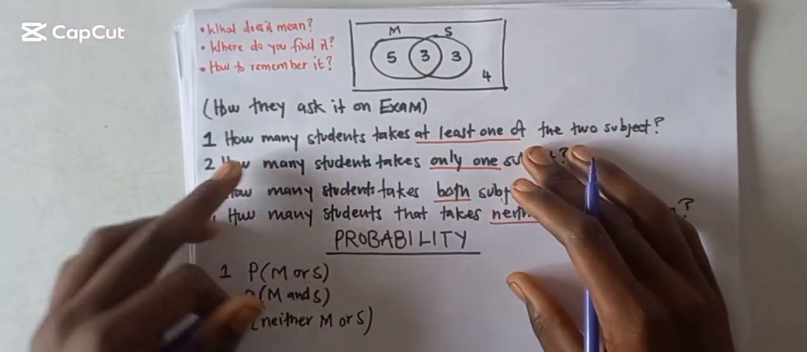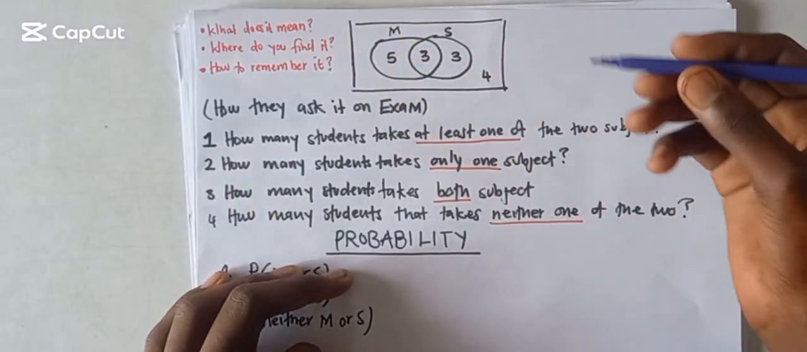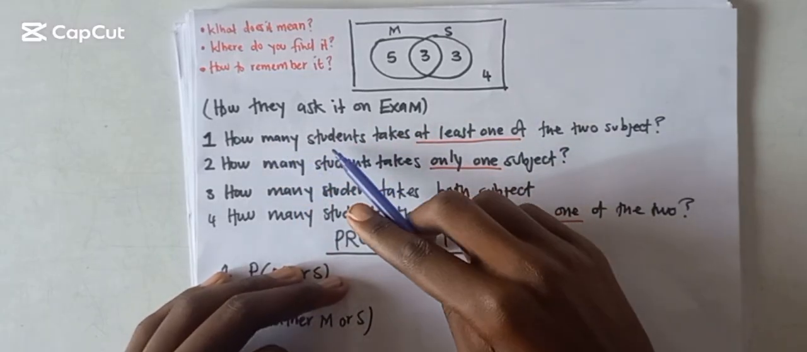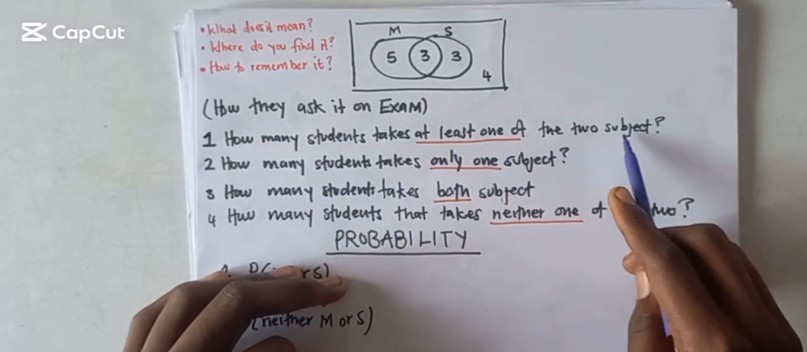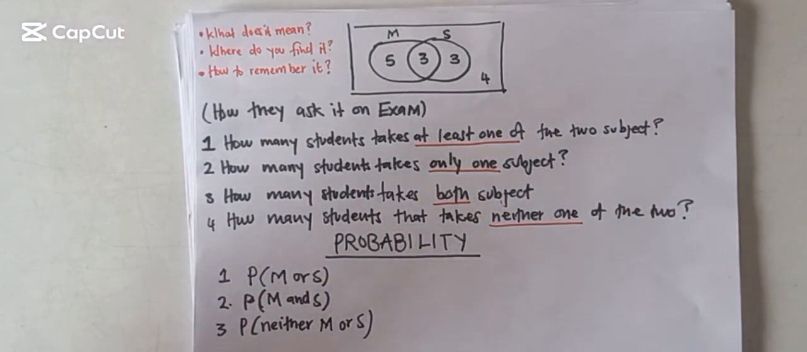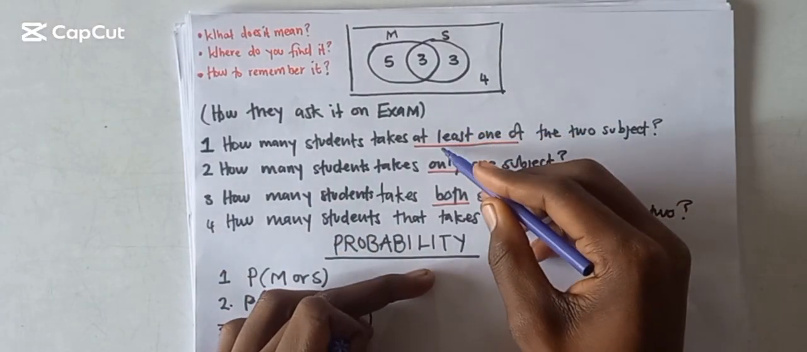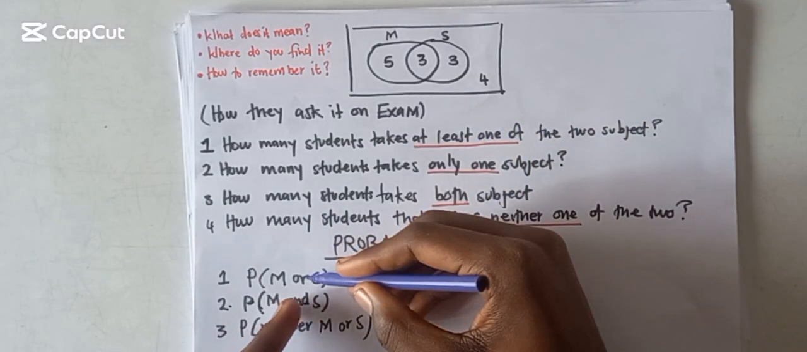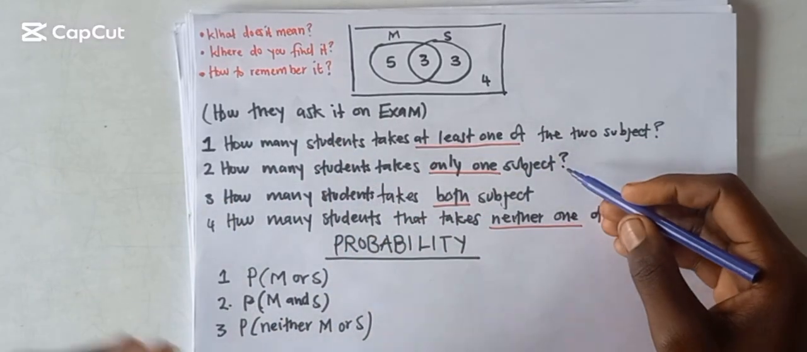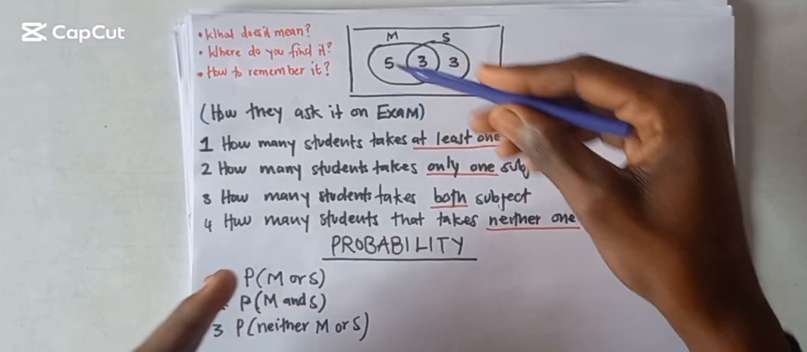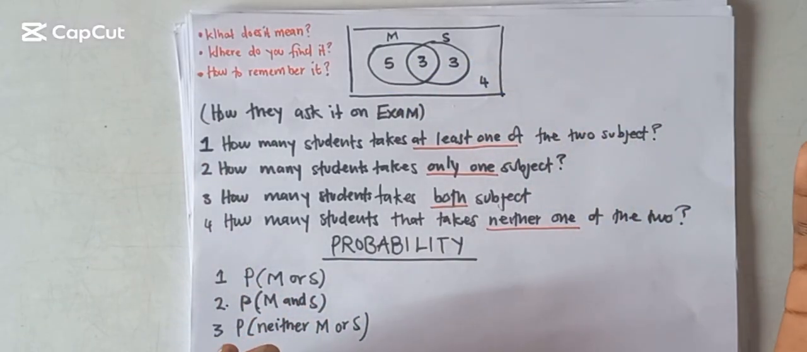The first one is this one. Let's just take this Venn diagram as an example. The first question says: how many students take at least one of the two subjects? Those who know English by now understand what the words "at least" mean, but there are people who do not understand any of this. When they say at least one, this is the same as when they talk about "or". So at least one means students that are doing maths or science or both.